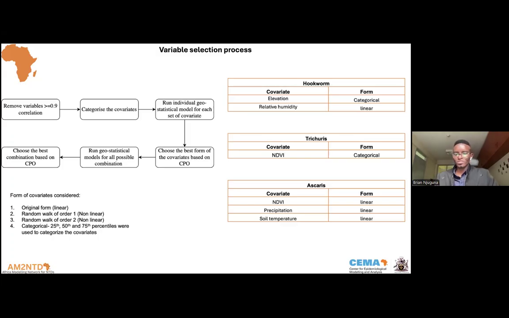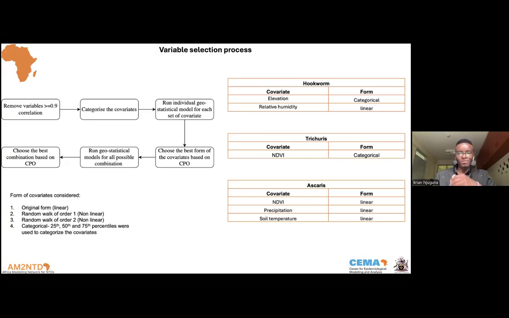So once you get these 10 covariates, we then run models for all the combinations of those 10 covariates. So we ran geostatistical models for 1 covariate, 1 and 2 covariates, 1, 2, 3 covariates, all the way up to a model that had all the 10 covariates. And also we chose the best model as the one that had the lowest logarithmic score.